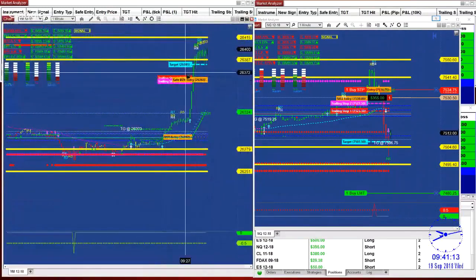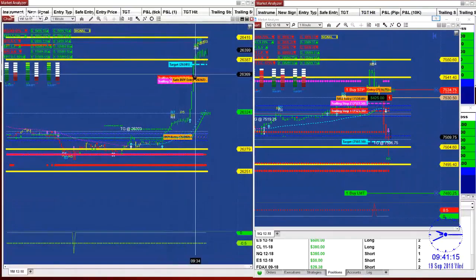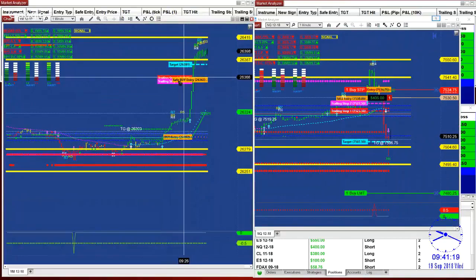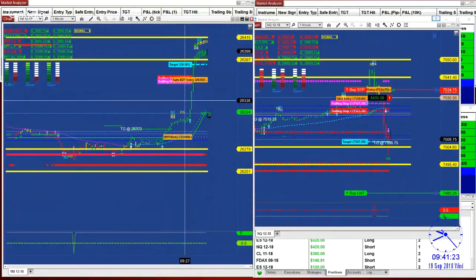Those are the critical areas. As long as we are above those critical areas, we're only thinking long, we're not thinking short.